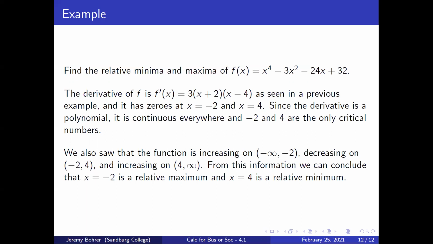We also saw that the function is increasing on -infinity to -2, decreasing on -2 to 4, and increasing on 4 to infinity. From this information, we can conclude that x equals -2 is a relative maximum, and x equals 4 is a relative minimum.